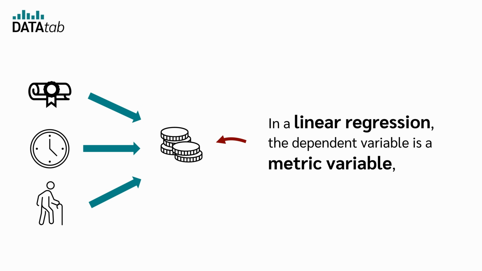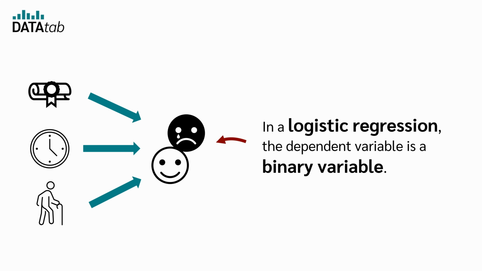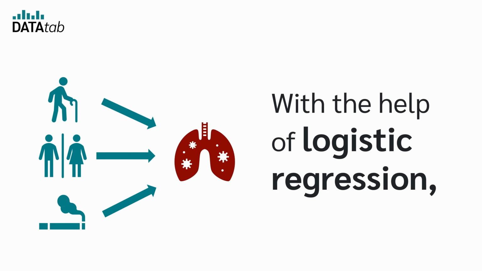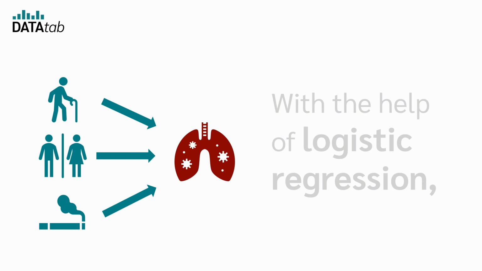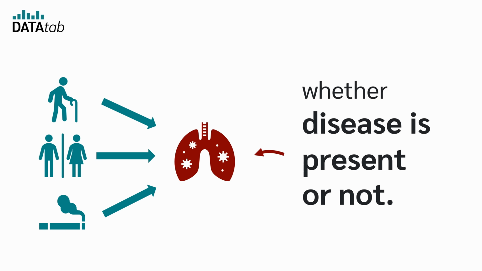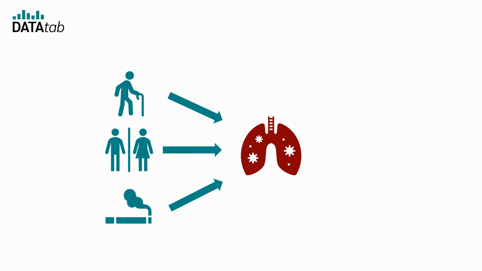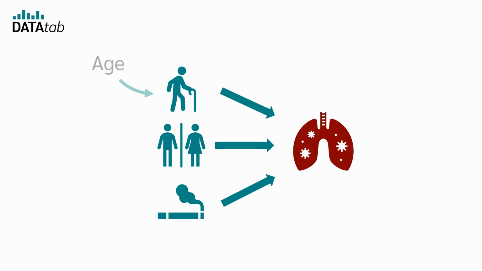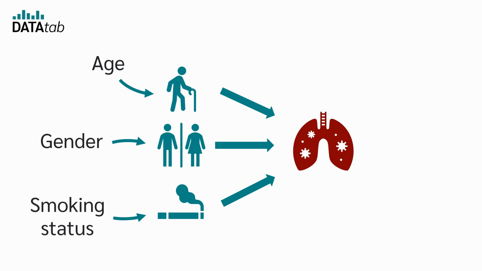Okay, but what is the difference between a linear and a logistic regression? In a linear regression, the dependent variable is a metric variable, e.g. salary or electricity consumption. In a logistic regression, the dependent variable is a binary variable. So, with the help of logistic regression, we can determine what has an influence on whether a certain disease is present or not. For example, we could study the influence of age, gender, and smoking status on that particular disease.